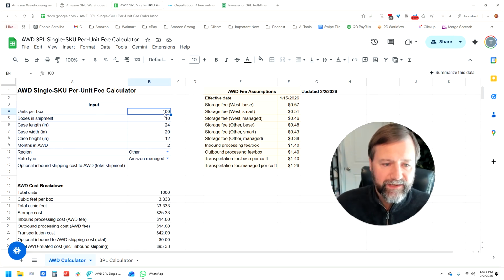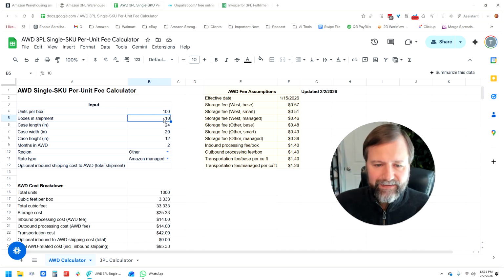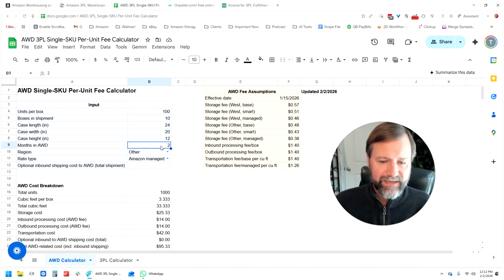So the first input here is how many units you're fitting in a box. And I'm saying 100 per box. This is a shipment of 10. It doesn't matter quite so much for calculating the per unit basis, but we're just throwing in 10 boxes. We can even make it a little bit more, like 20 boxes if we wanted to. And then you're putting in the dimensions of your case pack in inches here, how many months of storage you want to keep in AWD, which region you're going to be sending it to.